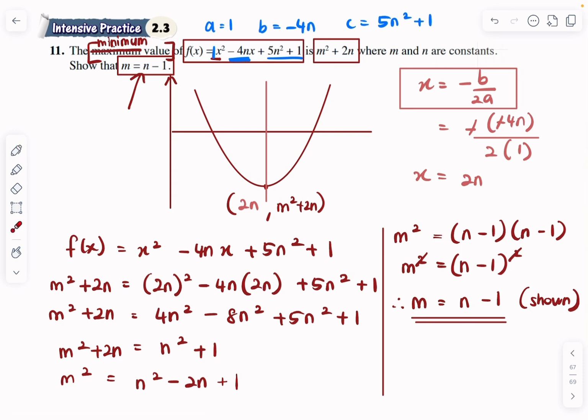In this method, I found the x value using the formula to find the axis of symmetry. Negative b over 2a. This formula will come in handy a lot of times, so you can memorize this. Then once we find the x value, we already know the y value, they already gave us. So you put it into the equation and then you solve. You can prove this. That's it.